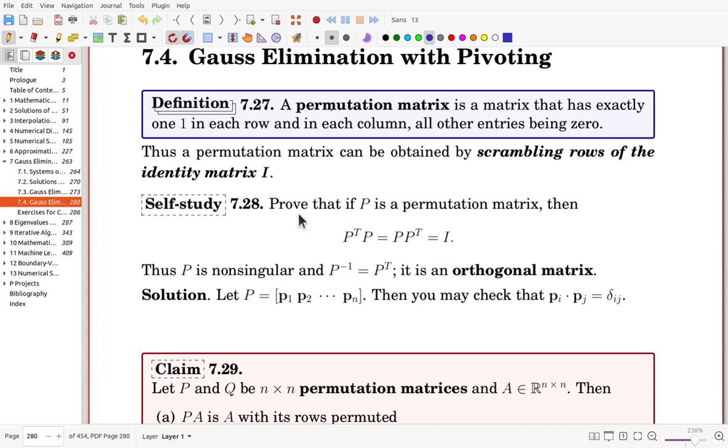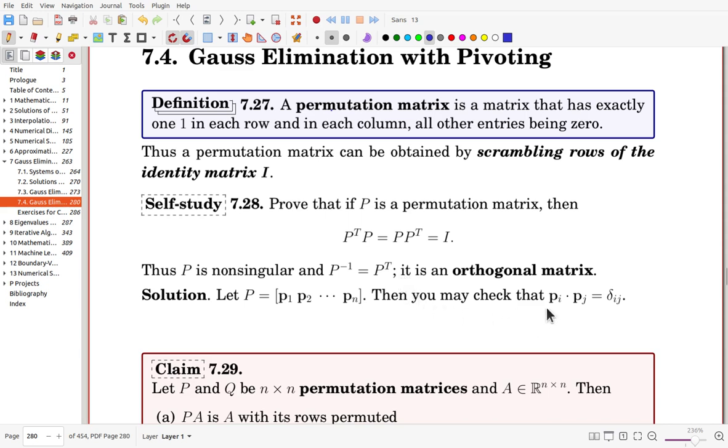Here we have this fact. If P is a permutation matrix, then P transpose P and P P transpose are identity, which means that P is non-singular and P inverse is P transpose. So P is an orthogonal matrix. You can prove it quite easily.